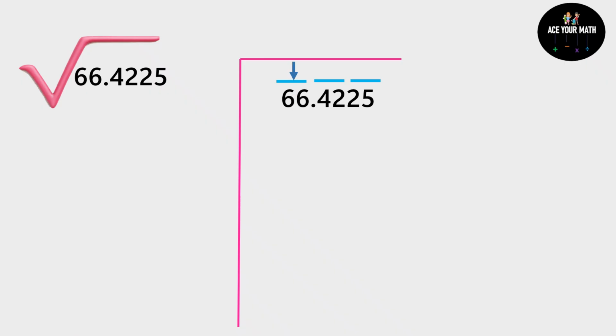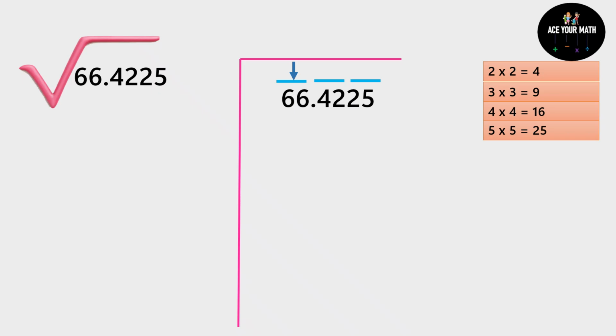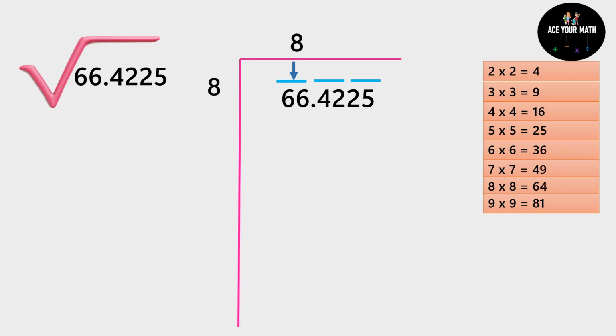So we will start from 66. Now you need to find the square of a number such that its value is less than or equal to 66. So we will write down a few squares. See, 2 square is 4, 3 square is 9, 4 square is 16, 5 square is 25, 6 square is 36, 7 square is 49, 8 square is 64, 9 square is 81. See, 81 is greater than 66, so we will take 8 square, which is 64. So you will write 8 at the top and 8 at the side.